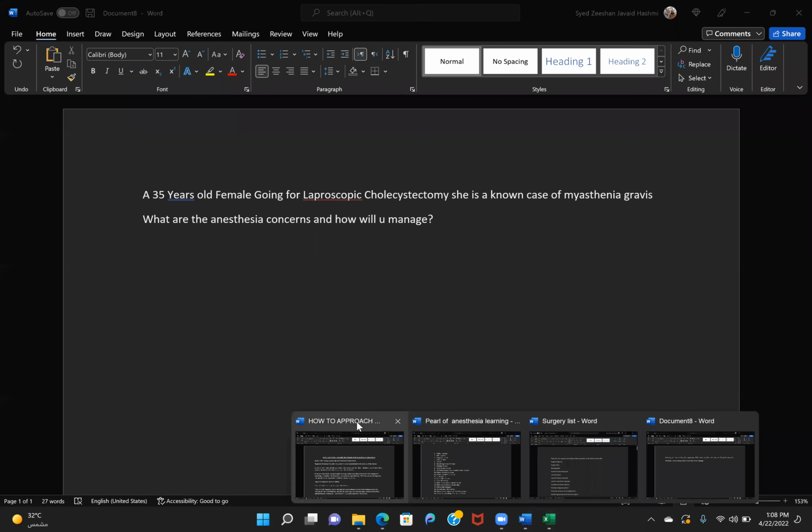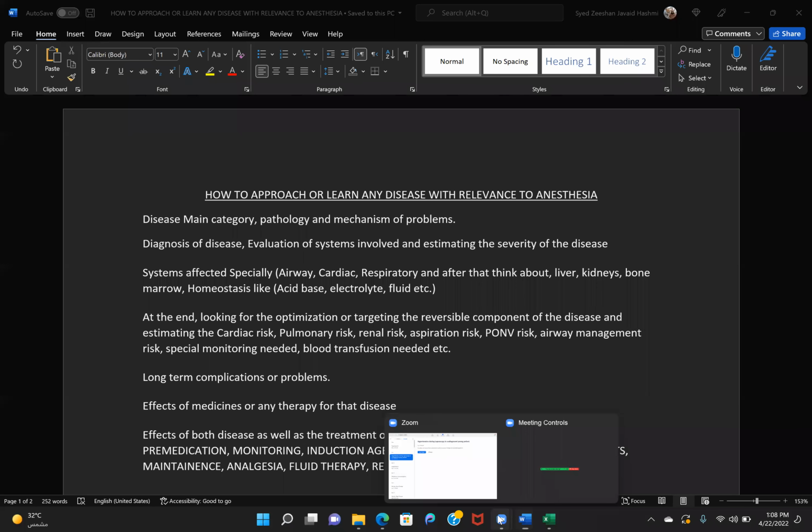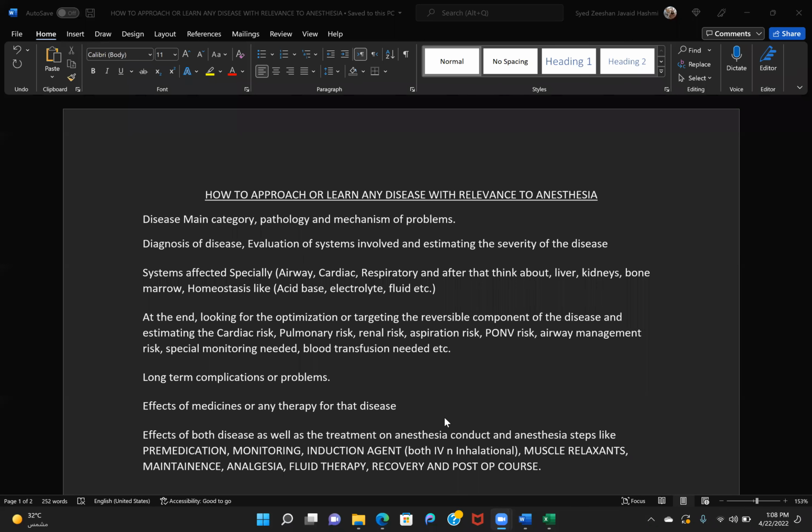Okay, so if we just take this scenario here, I would like you to fill in with this approach. So myasthenia gravis, if you just tell me what is myasthenia gravis, how will you fit it? Please, I'm really distracted by the people. Please mute yourselves, all of you.